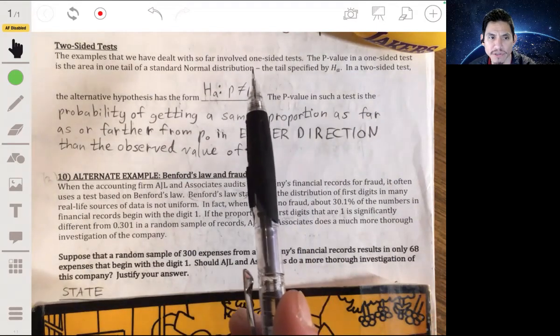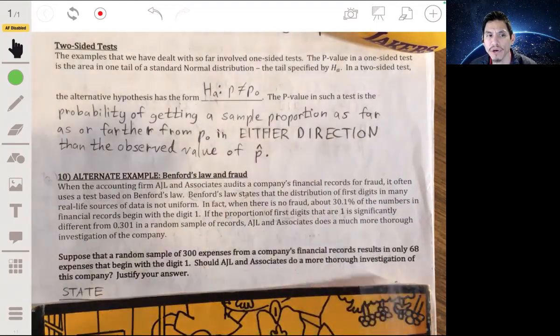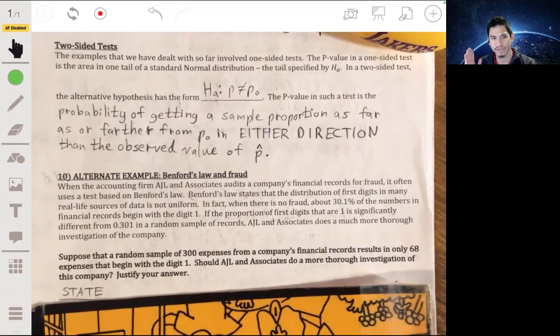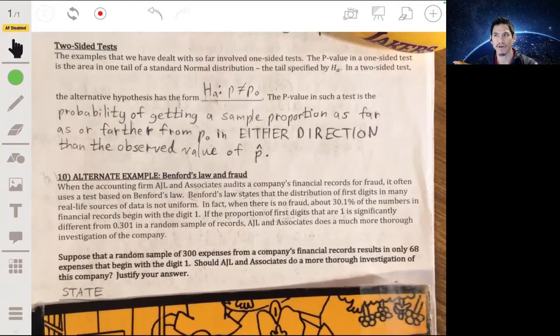So when you say it's not equal to, it could be greater than or less than. That's why I say two-sided, because we have two sides that we've got to look at the p-value for. So it could be going to the right or going to the left if you're looking at a graph. So let's look at this example.